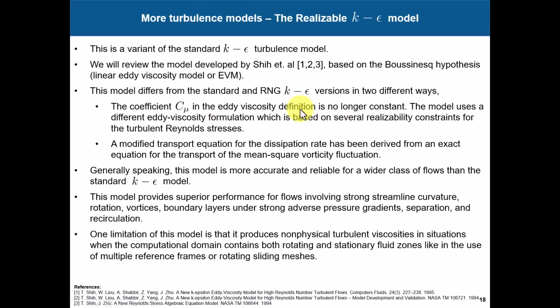So now C mu is no longer constant, okay? Now you add kind of a blending function, based on some realizability constraints, and you have this dependence, which will give you a much better behavior. Also, the transport equation for the dissipation rate is a little bit different. There are some differences, but the concept is pretty much the same. This model will give you better results when you have strong streamline curvature. In these conditions that you see here, even in adverse pressure gradients, it will give you much better results, separation and recirculation.